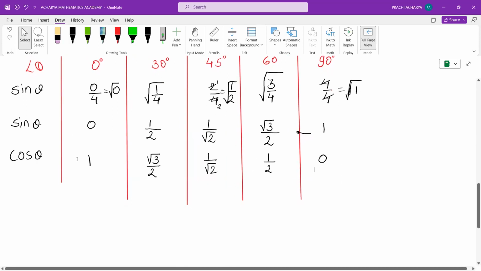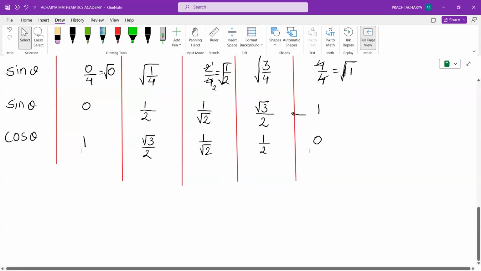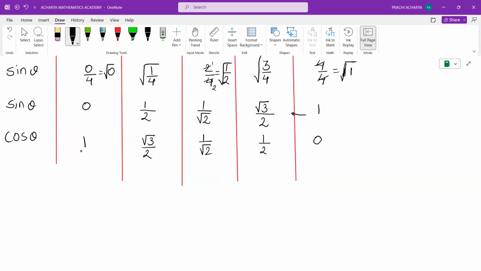So once you understood sin की values, you just have to reverse all the values for cos theta. And now further we know tan theta के लिए what we have to do? Tan theta के लिए we have to take the ratio of sin and cos.